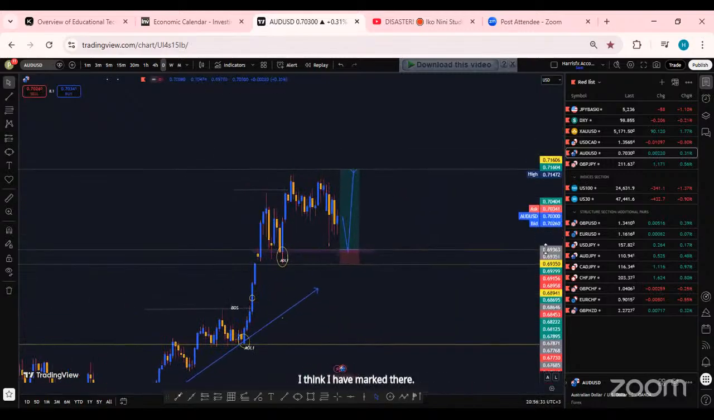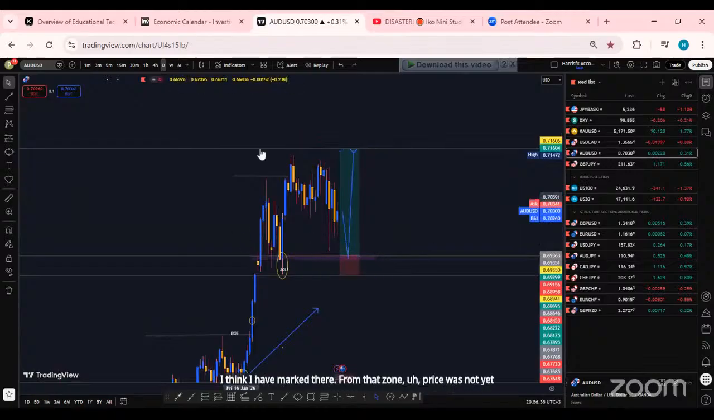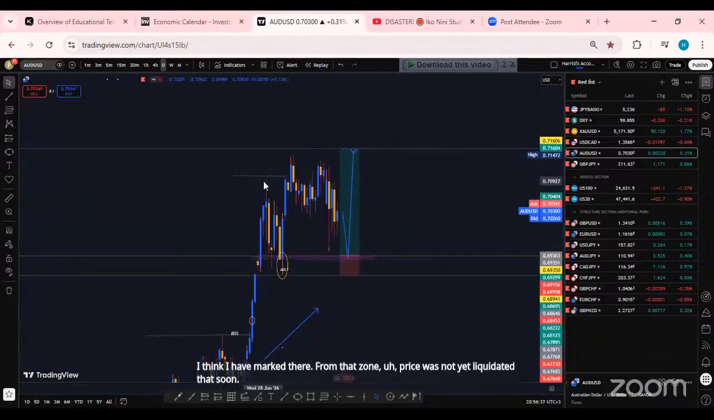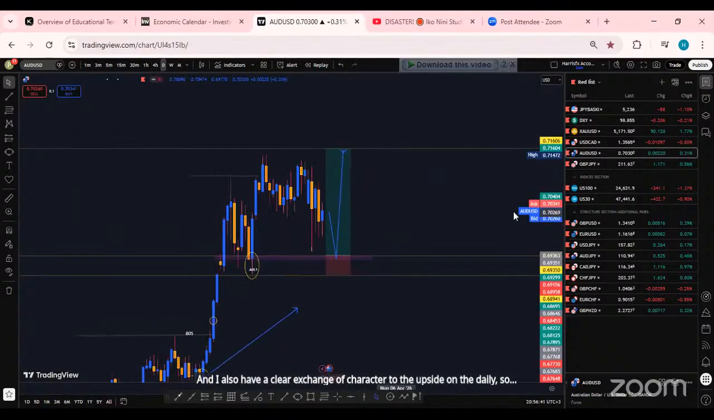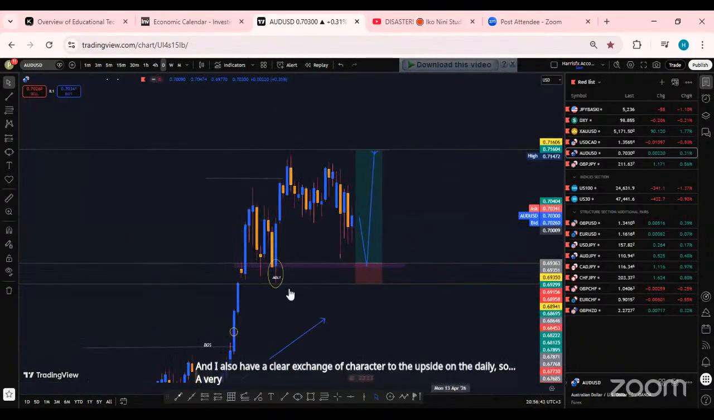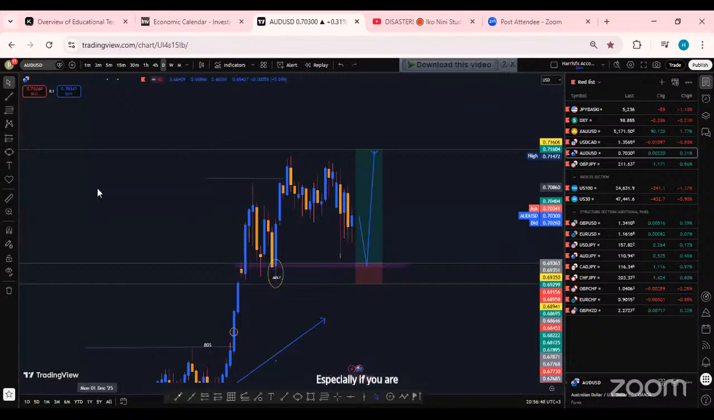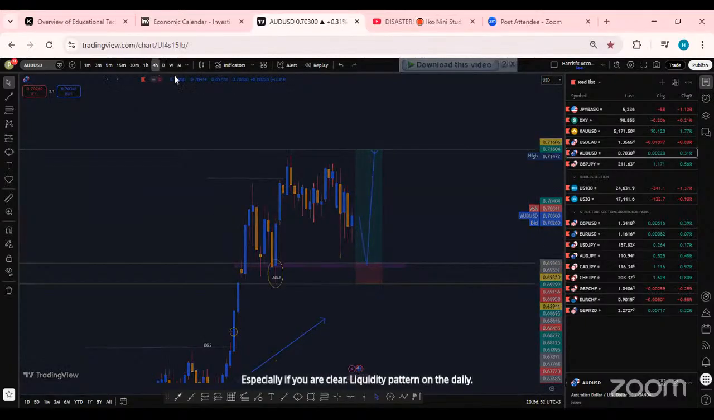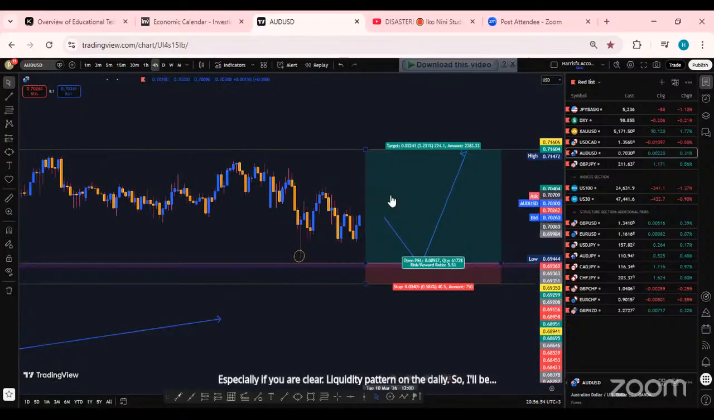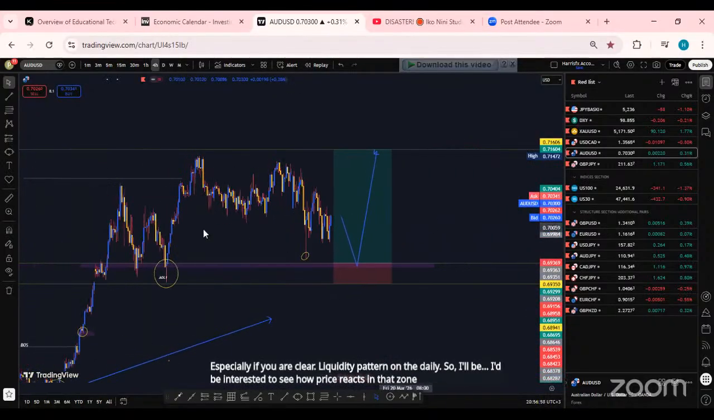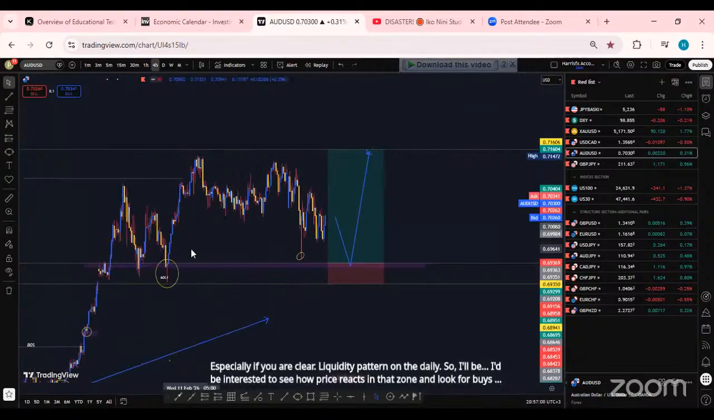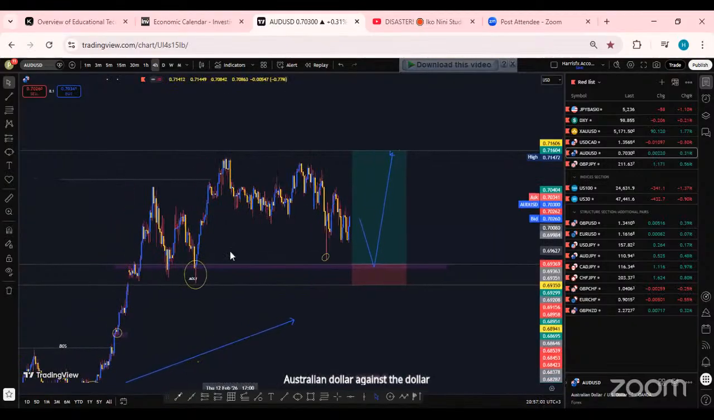From that zone, price has not yet liquidated that zone. I also have a clear change of character to the upside on the daily. So it's a very strong trade here, especially with a clear liquidity pattern on the daily. I'll be heavily interested to see how price reacts in that zone and look for buys for the Australian dollar against the dollar.